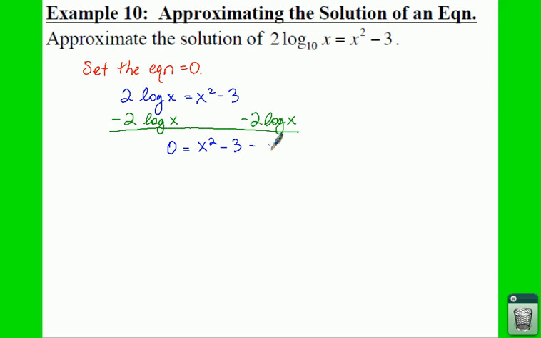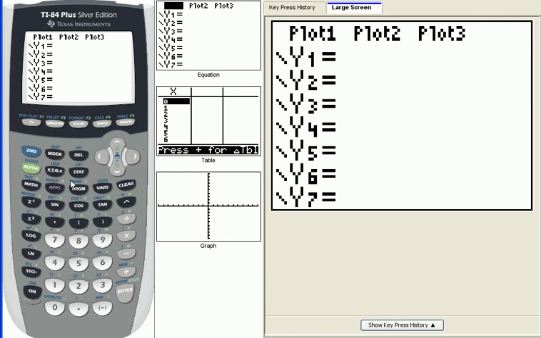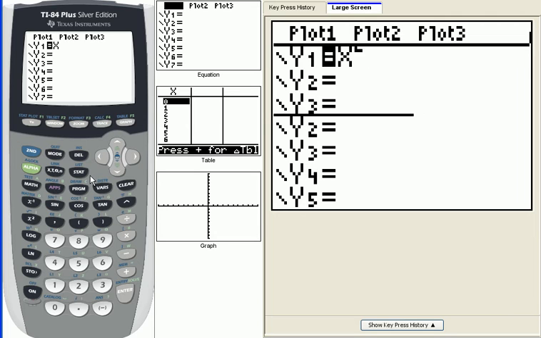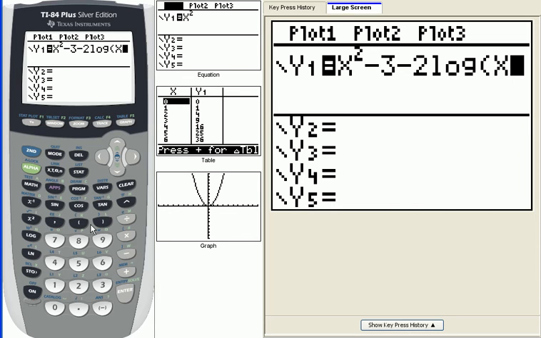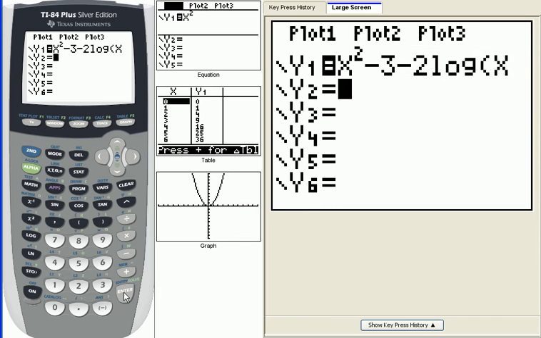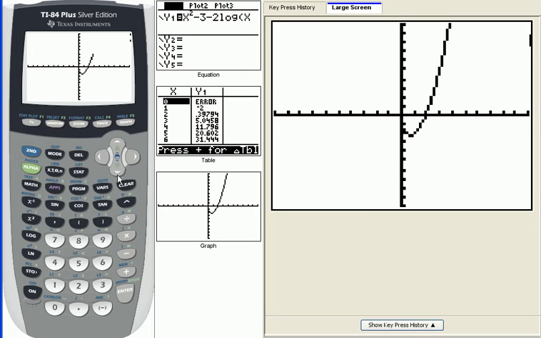So now that we have this as x squared minus 3 minus 2 log of x, since this is a base of 10, you can plug this into your calculator. And you can say x squared minus 3 minus 2 log of x. And so you get your graph here, and if you zoom in, you're going to find out that you have a couple of zeros here.